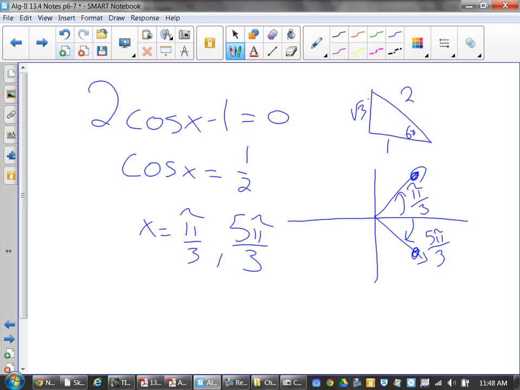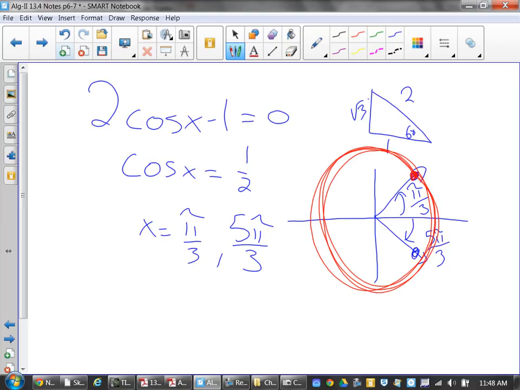Or are they? Let me ask you this. How long does it take me to get from pi over 3 back to pi over 3? 2 pi. So every time I go 2 pi from pi over 3, do I wind up there? Yeah. No matter how many times I go around, I still wind up there.